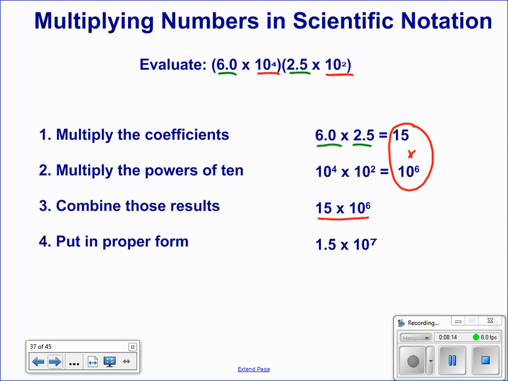And lastly, I have to make sure it's in scientific notation. 15 is not between 1 and 10, so I have to move that decimal over 1, which means I add 1 onto my 6. And I get 1.5 times 10 to the 7th power.